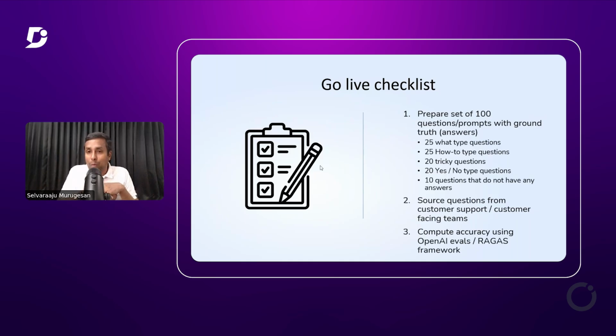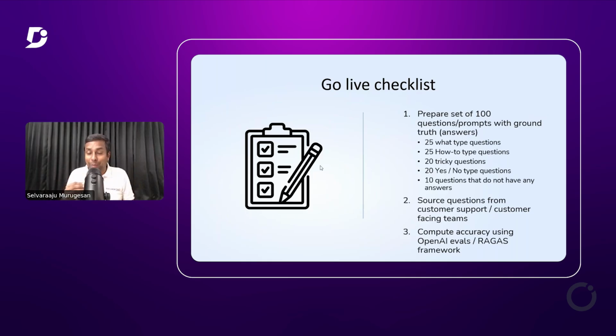Prepare 25 what-type questions. Basically, these are definitions or explanations about some of the concepts that you have. That's 25. And take 25 step-by-step or procedural questions. Hey, how do I do this? How do I add an article? How do I add a user? Those types of questions. And then take 20 questions which are very tricky for a human to actually find. When I say tricky, this is where you have to find information from different articles and stitch it together to form a response. Those are tricky questions.